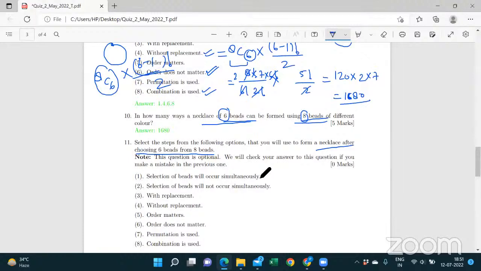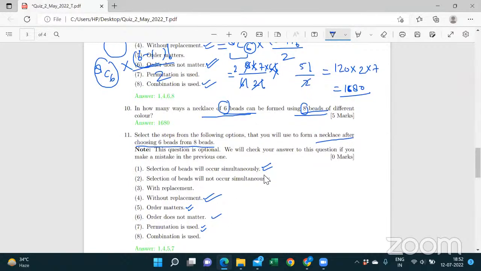Simultaneous. Without replacement. Order doesn't matter, order does matter. One is saying order matters, one is saying order doesn't matter. So, order matters. And permutation is used, not combination, because here we are arranging.